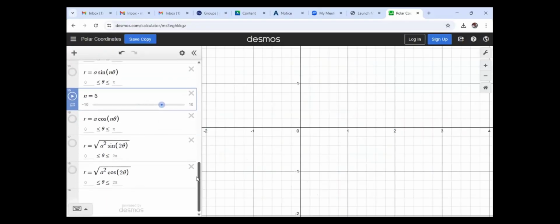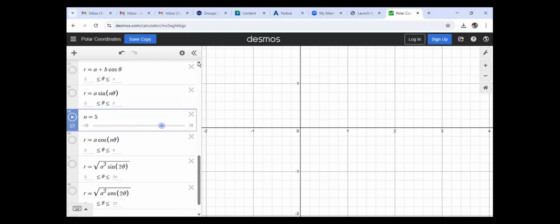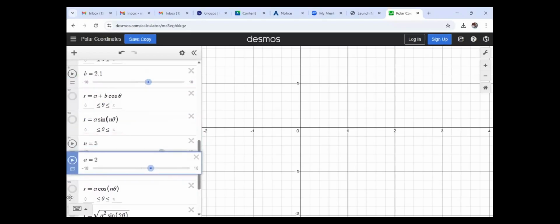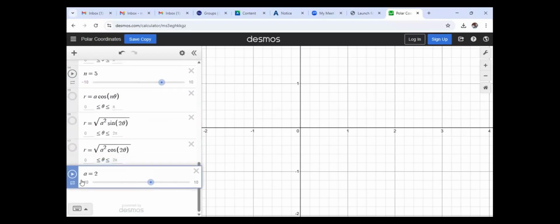Our last one we're going to talk about are called lemniscates. So with our lemniscate, our equation is really r squared equals a squared times sine of 2 theta, or r squared equals a squared times cosine of 2 theta. And first, let me drag my slider for a down here a little bit so I can control things a little bit better. And now this is always going to be 2 theta.